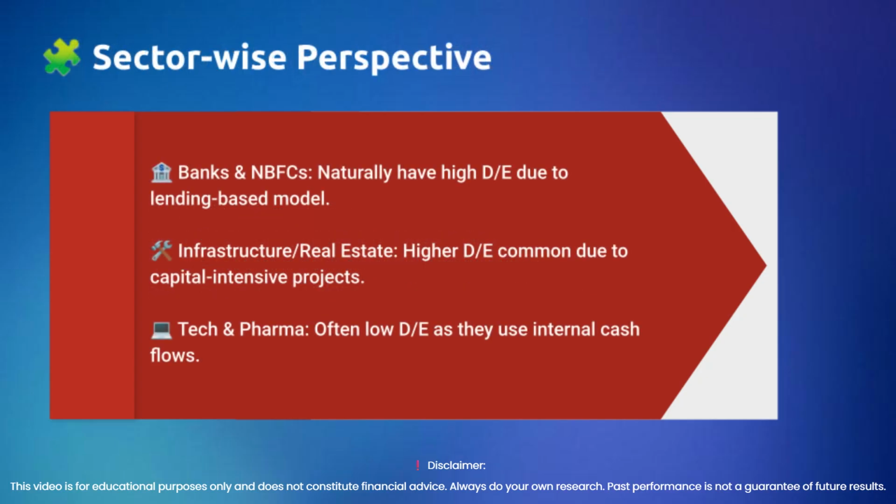Sector-wise perspective. Banks and NBFCs naturally have high D/E due to their lending-based model. Infrastructure and real estate, higher D/E is common due to capital-intensive projects. Tech and pharma, often low D/E as they use internal cash flows.